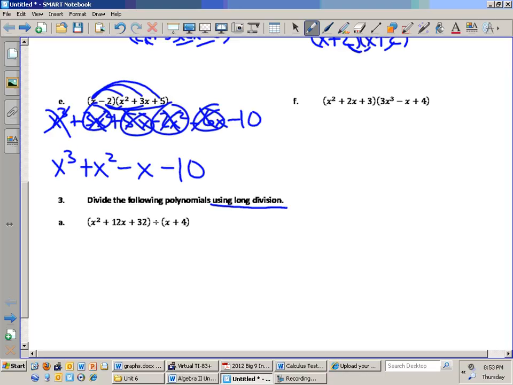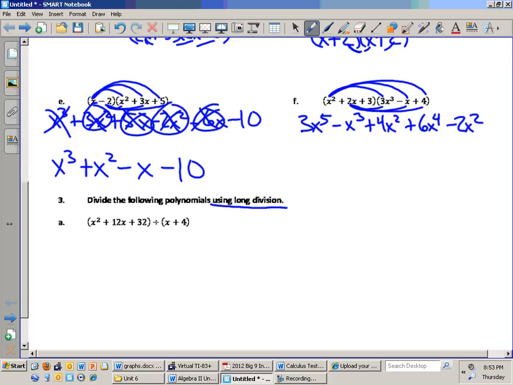And finally for f, again, I will distribute each term to each term. 3x to the fifth. Negative x to the third. 4x squared. Move on to my next one. 6x to the fourth. Minus 2x squared. Plus 8x. Now we do the last one, which would be the 3. Plus 9x to the third. Minus 3x. Plus 12.